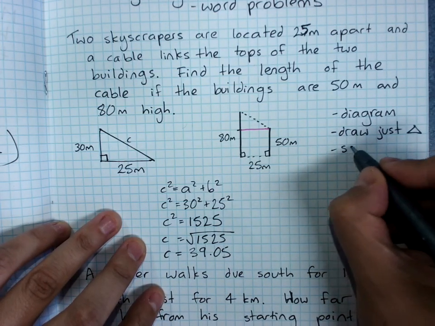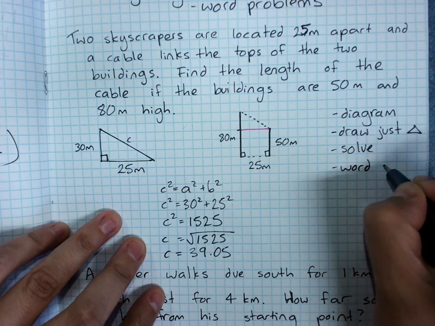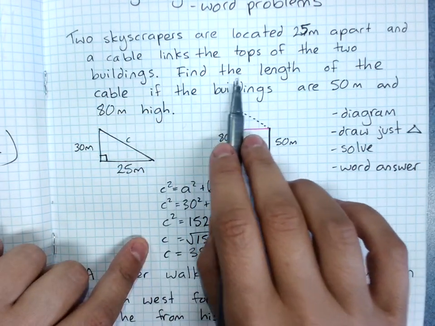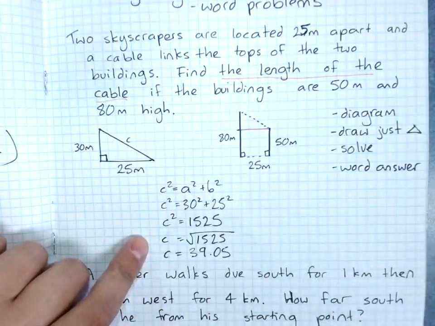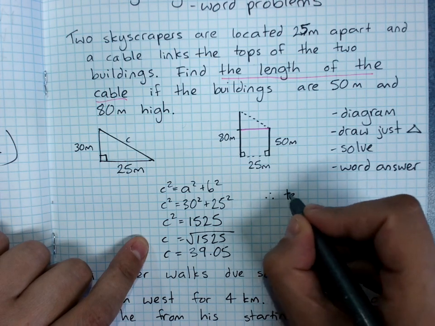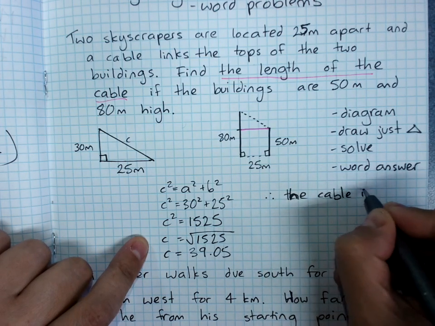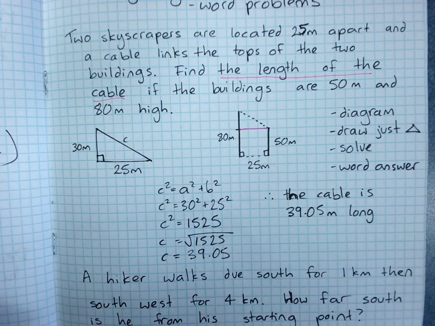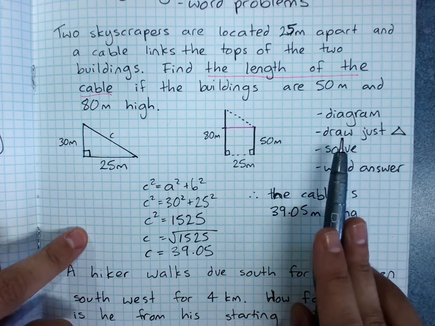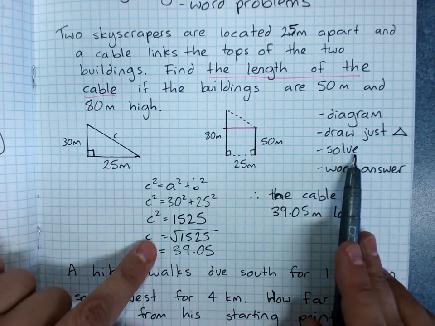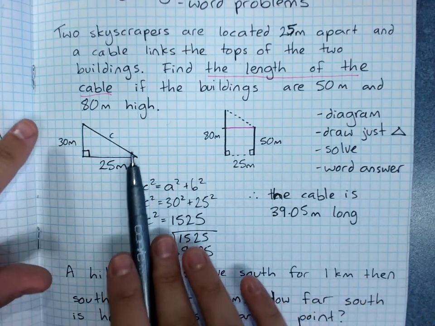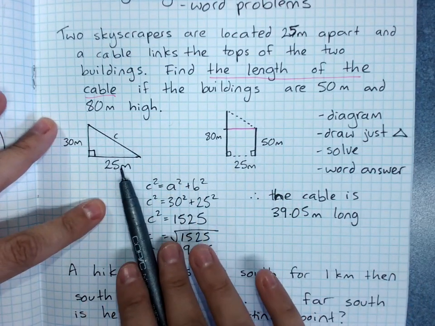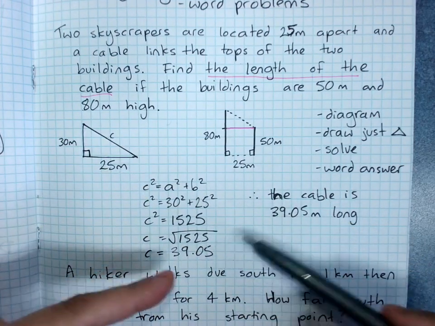So you draw just a diagram, you solve, and you do a word answer to any word question. The wording of the answer is in the question. Find the length of the cable. And so you write, therefore, the cable is 39.05 meters long, or the length of the cable is 39.05 meters. So diagram, just draw the triangle, solve mathematically, and give a word answer. You can skip this if it's a very clear diagram and you can see your triangle here, but it's not a great idea. Having the triangle is good. You must show full working, you must give a word answer.